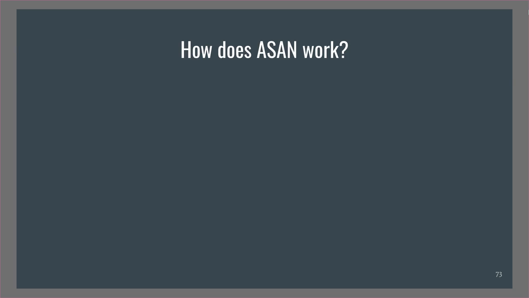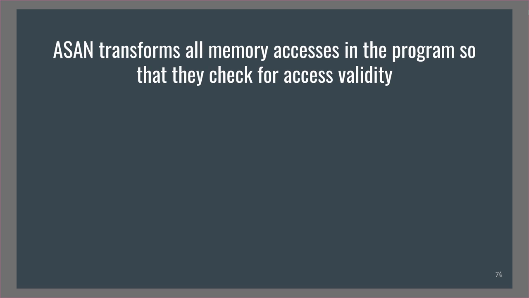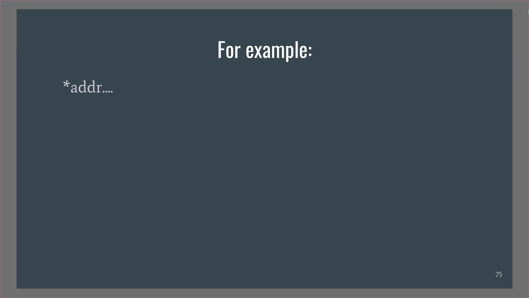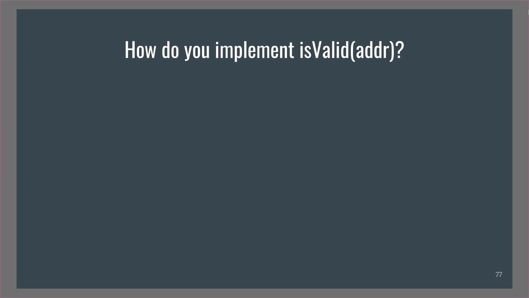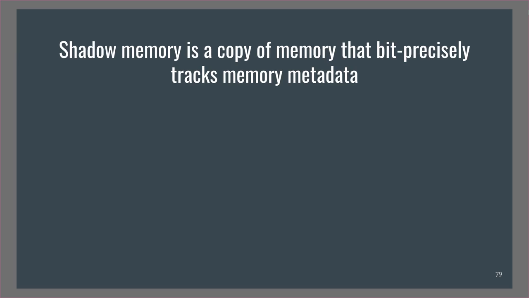Let's zoom in on ASan to understand how sanitizers work. At a high level, ASan works by transforming all memory accesses in the program so that they check for access validity. In other words, this becomes this, which reports any invalid access of addr to the user. So the obvious question is, how do we know if addr is valid? How do we implement that isValid call? Well, we implement isValid using something called shadow memory. Shadow memory is a copy of memory that can be bit precise and tracks metadata about normal memory.